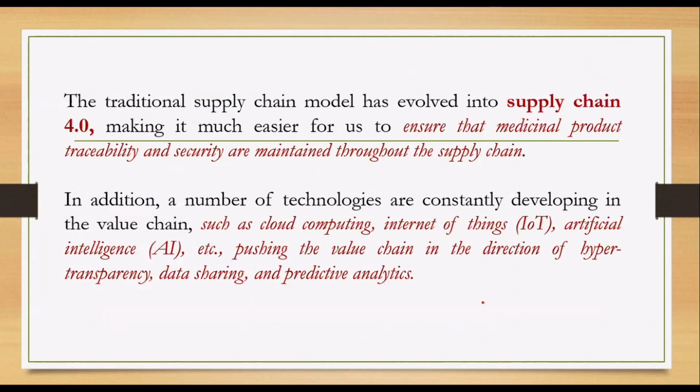As I told you, we have seen the traditional supply chain models, but those are transforming into supply chain 4.0, maintaining medical product traceability and security through the supply chain. That's why Pharma 4.0 is coming up. In Pharma 4.0 production, how are we going to integrate technologies like cloud computing, the Internet of Things, and artificial intelligence? How do you push the value chain in the direction of hyper transparency, data sharing, and predictive analytics?